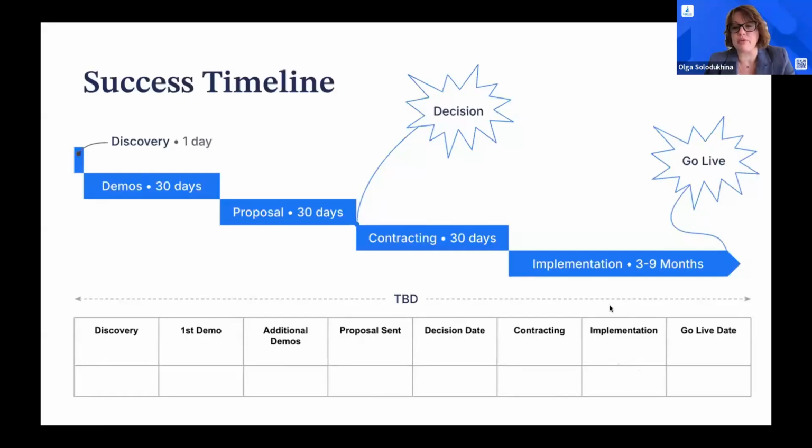Implementation would take anywhere from 3 to 9 months, again, depending on the size of your lab and the number of integrations that you have. And I'm talking about LIS right now. So a very important thing is how quickly you can react and help us implement the system on the side of the lab.